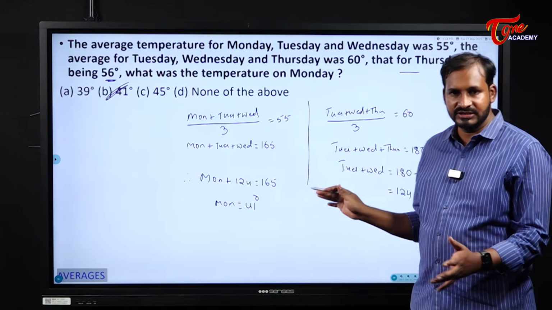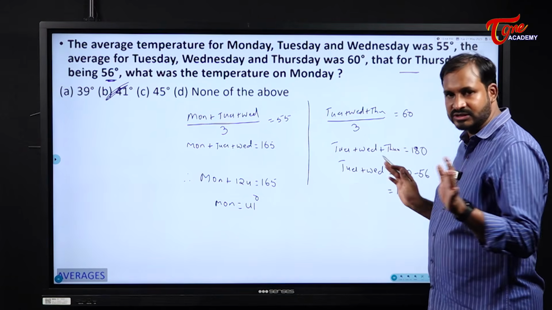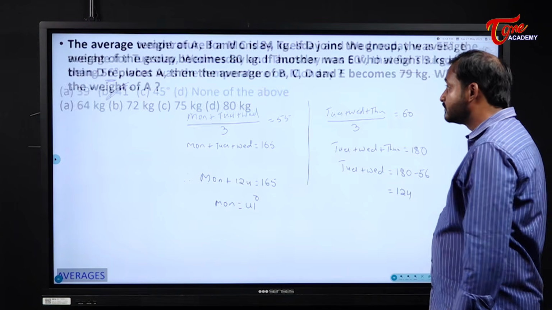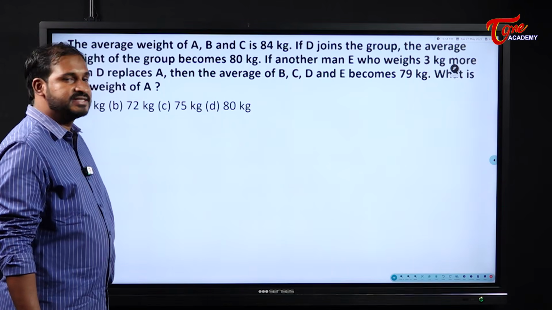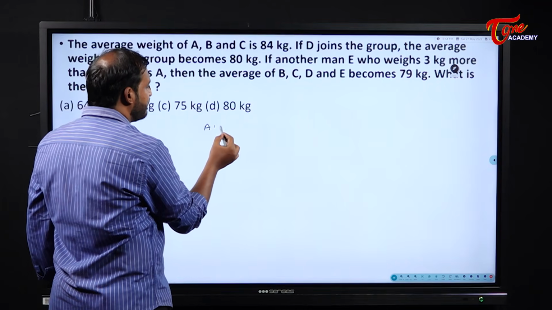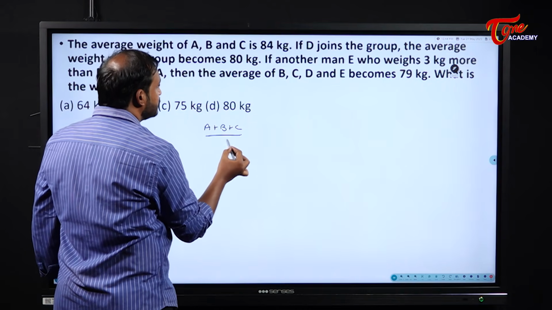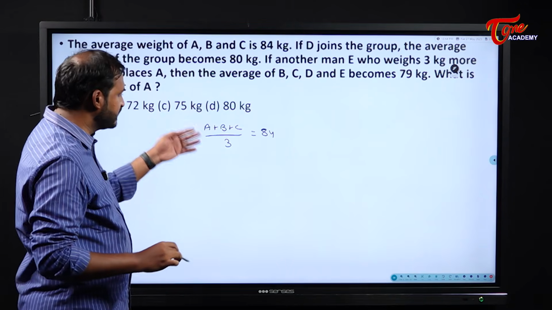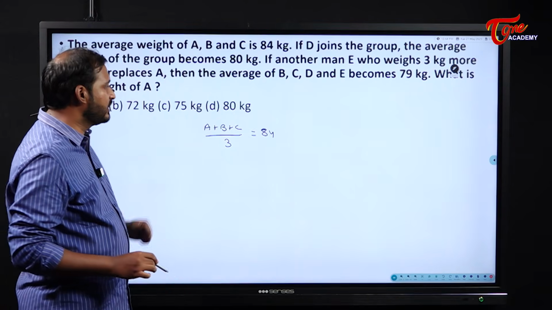Just read the question, try to understand and do the substitutions. Nothing more than that. Okay. Next question. The average weight of A, B and C is 84, similar to our previous one. A plus B plus C is how much? 84 kgs. Why? Because average means sum of observations by number of observations is equal to 84.